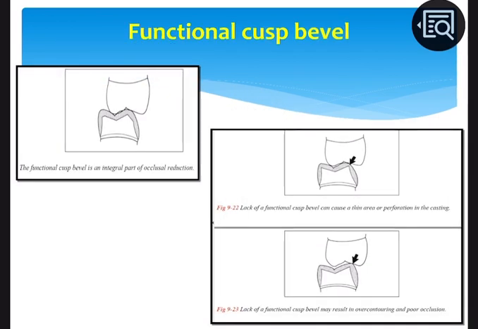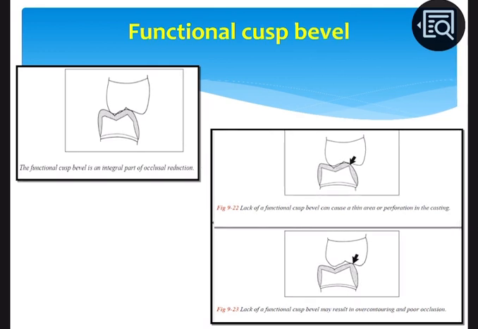So the second thing which ensures the structural durability is the functional cusp bevel. Okay, so what is the functional cusp bevel? It is a bevel that we provide on the functional cusp. For example, if we are doing the tooth preparation on the posterior mandibular teeth, the functional cusps are the buccal cusps. So we are providing the functional cusp bevel on the buccal cusp. Or if we are preparing a maxillary posterior tooth, the functional cusps are the palatal cusps. So we are providing the functional cusp bevel on the palatal cusp.